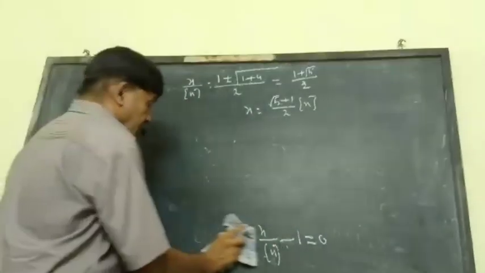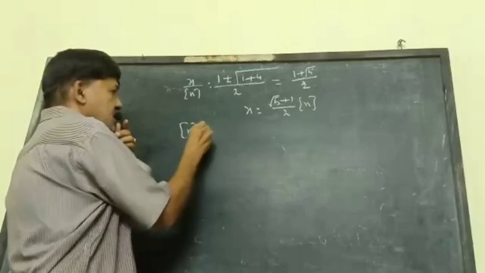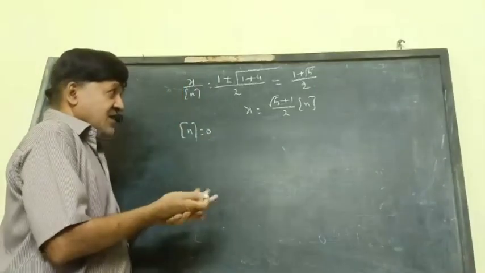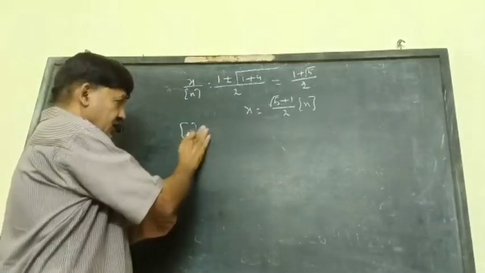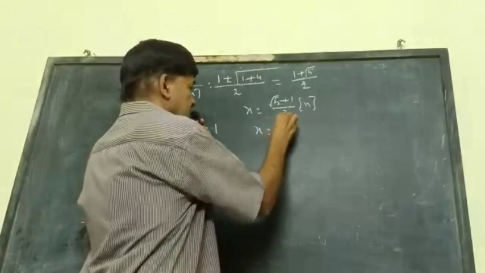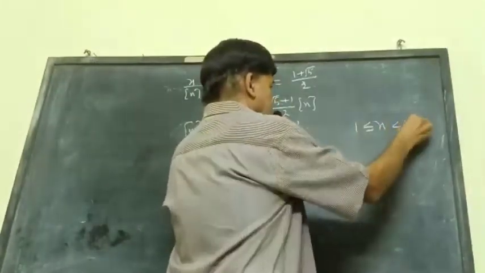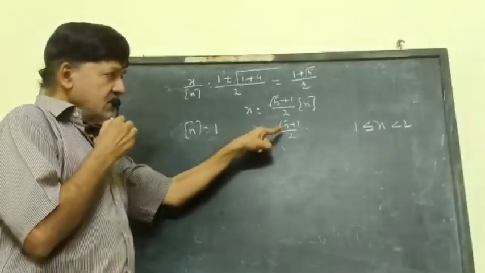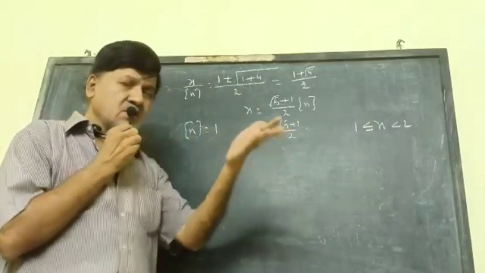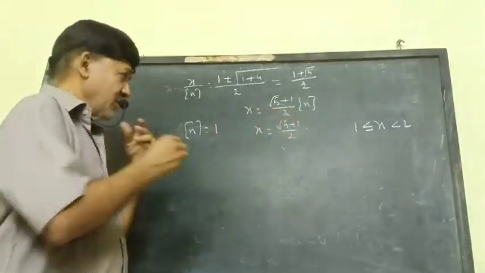Now, listen. What values is step x capable of taking is our question. Step x equal to 0: x is greater than 0, and step x being 0 means x is 0, but x cannot be 0. So step x equal to 0 is ruled out. Step x equal to 1, I consider. Then x is root 5 plus 1 by 2. When step x is 1, x lies between 1 and 2. Is root 5 plus 1 by 2 between 1 and 2? Yes. Root 5 is approximately 2.3. Even if you consider 2.5, there is nothing wrong, because you will get 3.5 by 2, less than 2 only. So this is valid.